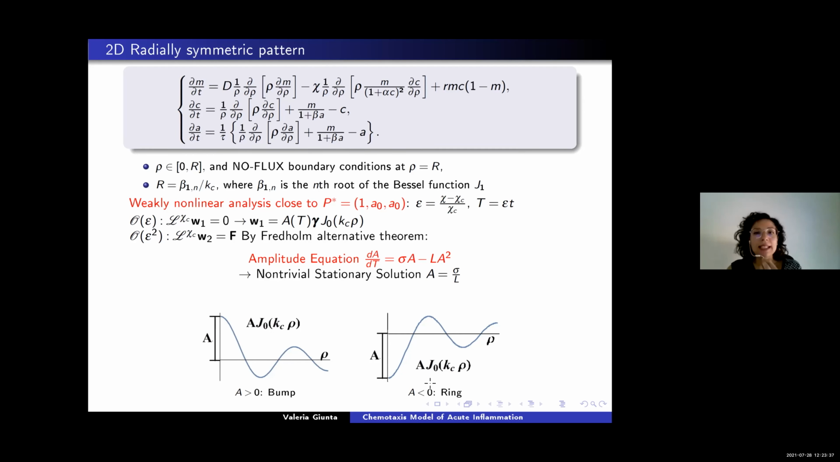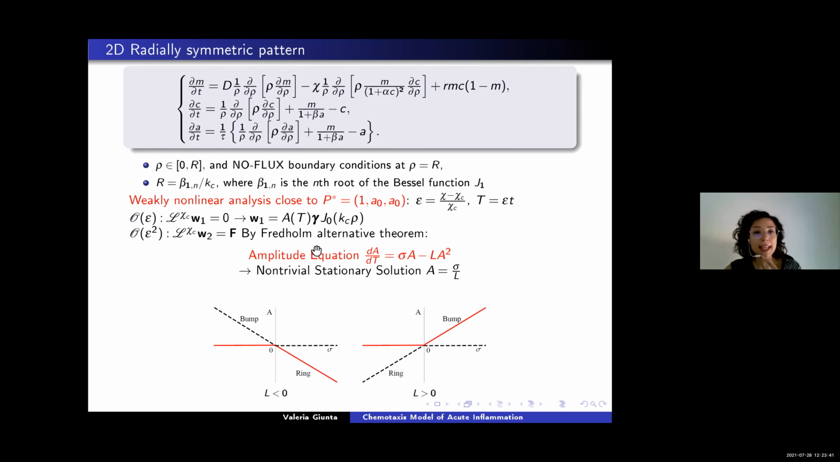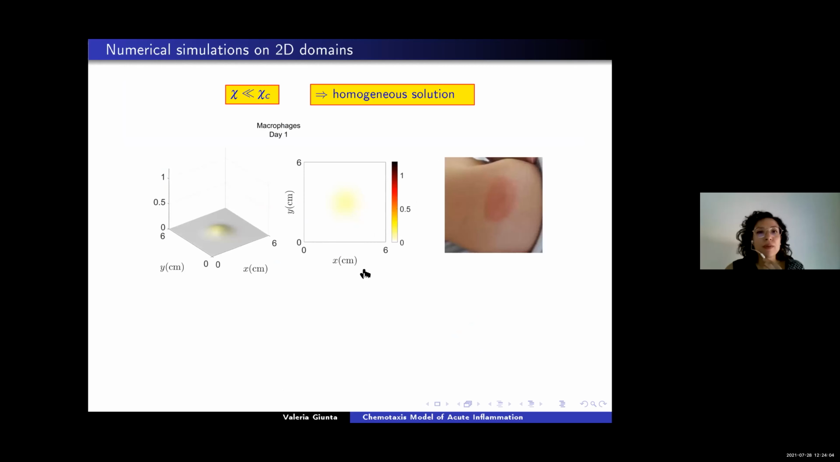Moreover, we can analyze the stability of bump and ring solutions thanks to the amplitude equation. The stability depends on the sign of L. The red line corresponds to stable solutions, the dotted line to unstable ones. So thanks to this analysis, we can characterize which kind of solutions we can expect. Now I will show you some numerical simulations performed on 2D spatial domains.